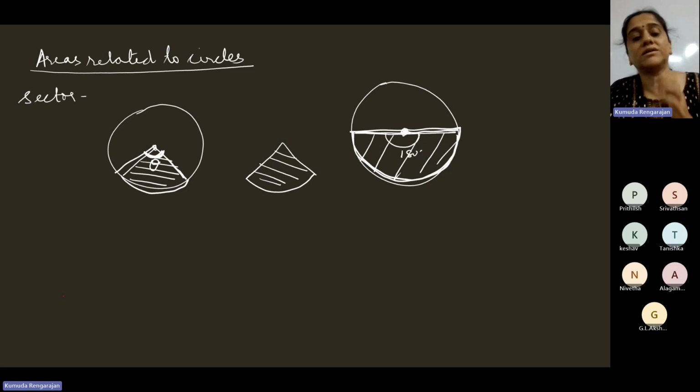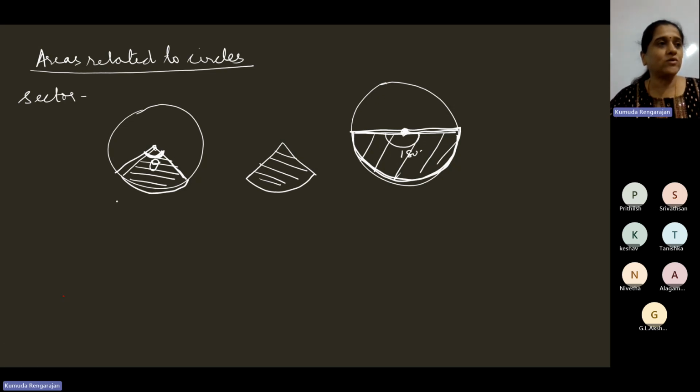Now, because a sector is a part of the circle, the area of the sector will definitely be less than the area of the circle. What is a sector? It's a part of the circle. Its area will be less than the area of the circle, because we know a whole is greater than its part, right? A whole is greater than its part, Euclid's geometry.